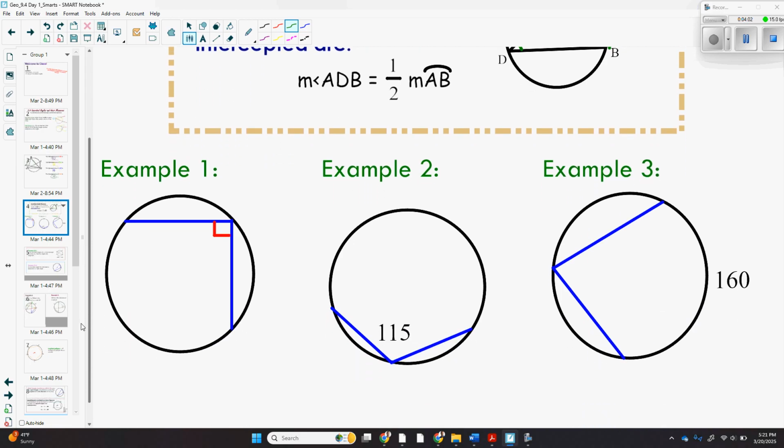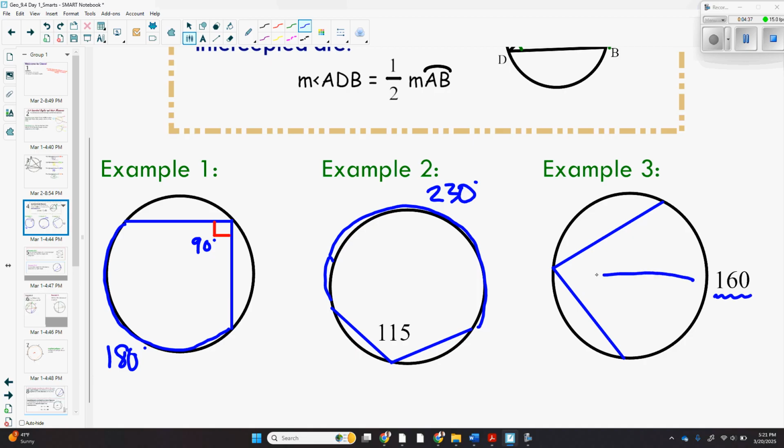Example 1: here I have a 90-degree angle, and therefore its intercepted arc would be double. What's double 90? 180. So again, the arc is double, the angle is half. If I have 115, what's going to be double that for the intercepted arc? 100 doubled is 200, and 15 doubled is 30, so it's going to be 230 degrees. And then I can also do it backwards. This time they give me the arc, and so I need half to get back down here to the angle. What's half of 160? That's going to be 80 degrees, like this.